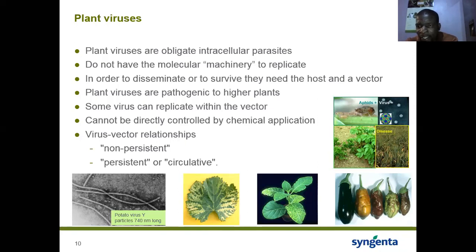So the plant viruses, they do not live on their own. They need a host, which is a plant, on which they'll grow and also multiply. So if you have very good crop protection, then you are going to prevent the spread of the viruses.